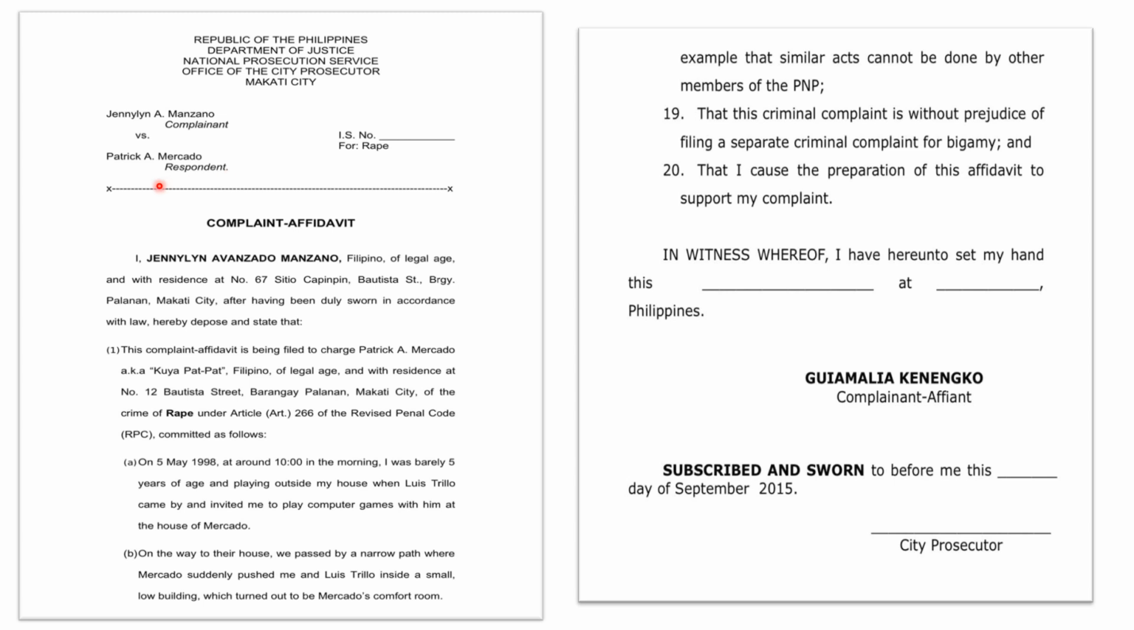The respondent is still called respondent and not an accused because you are in the prosecutor's level. Wala ka pa sa court, hindi pa umaakyat. Your IS number or your investigation slip number, and for what crime, the crime of rape. So take note that the address of the respondent must be indicated, and you are going to subscribe this document before the city prosecutor.